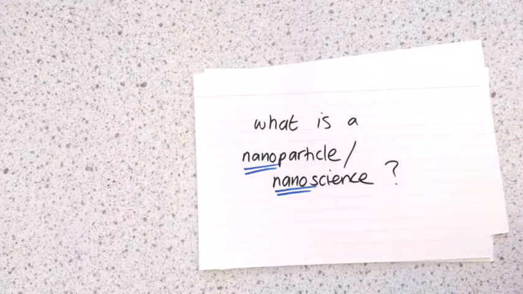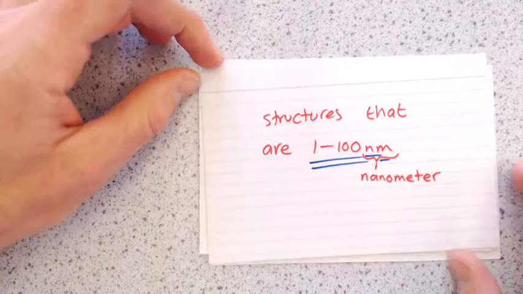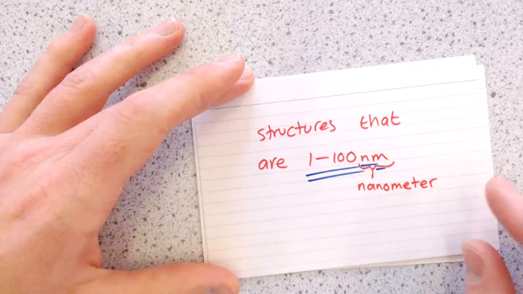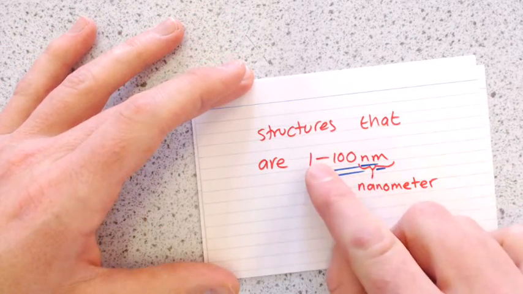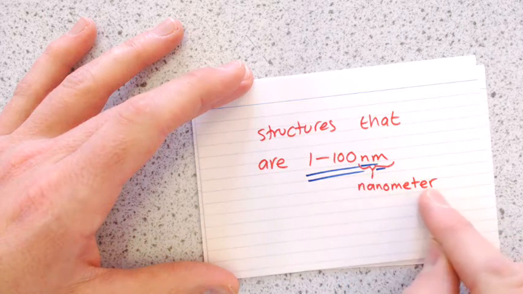What is a nanoparticle or nanoscience? Structures or science that's done on the nanometer scale. So anything from 1 to 100 nm, which is shorthand for nanometer.